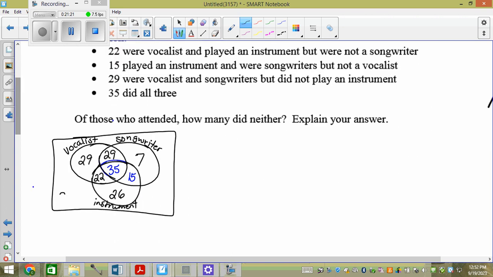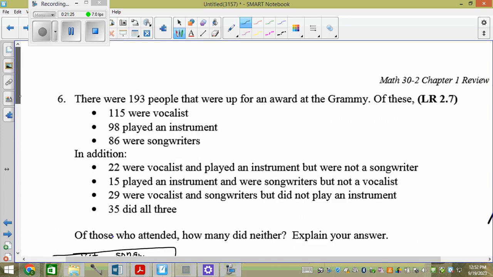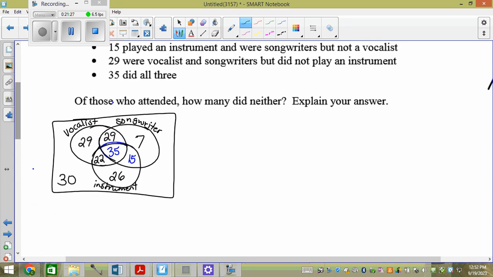How many are on the outside? 30. How did you get the 30? You subtract it from 193. So of those who attended, how many did neither? And you could say 30. Explaining your answer would just be by, you show a Venn diagram and explain that you subtract everything inside the Venn diagram, people who place them.